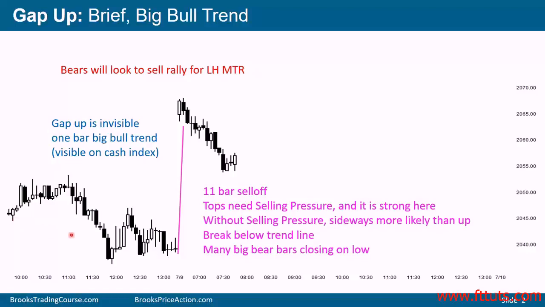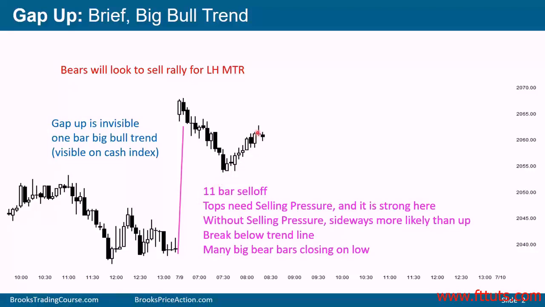And because that's the case, the market might be in a trading range instead of a bull trend. And if it's in a trading range, a rally up in that range could lead to the beginning of a bear trend, a reversal.